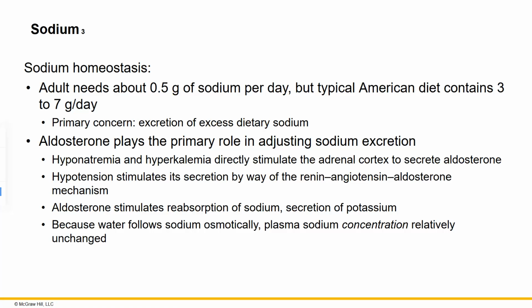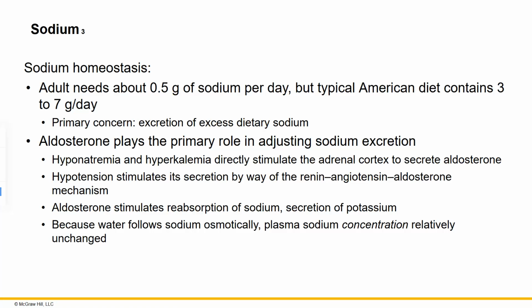An adult needs about 0.5 grams of sodium per day, but the typical American diet contains 3 to 7 grams per day. The primary concern is excretion of excess dietary sodium. Aldosterone plays the primary role in adjusting sodium excretion. Hyponatremia and hyperkalemia directly stimulate the adrenal cortex to secrete aldosterone.